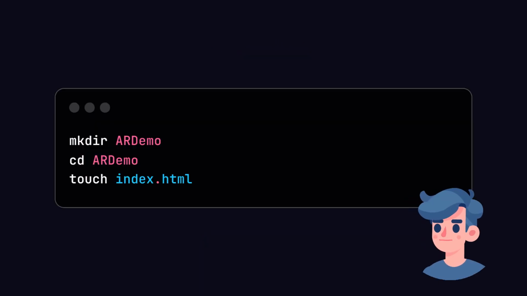To start, we'll create a new folder for our project. Let's name it AR Demo. Inside this folder, create an HTML file called index.html. Now let's open that file in our code editor.